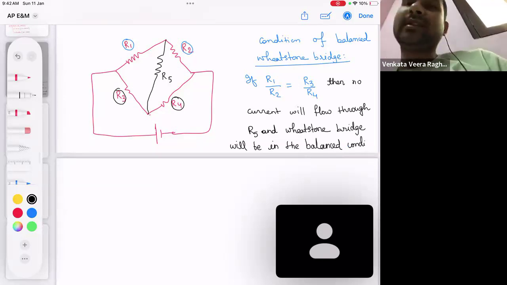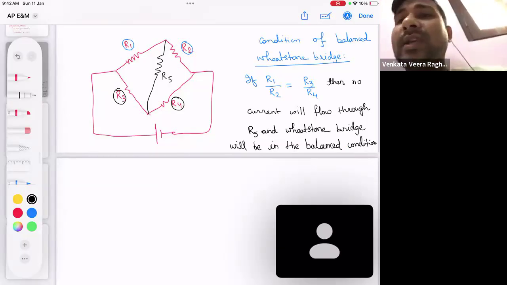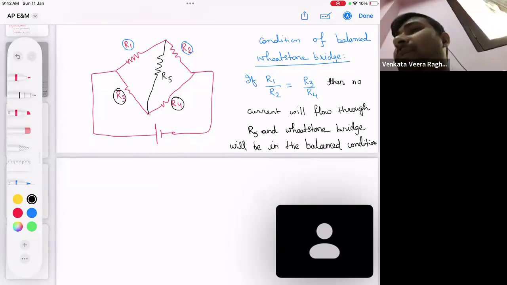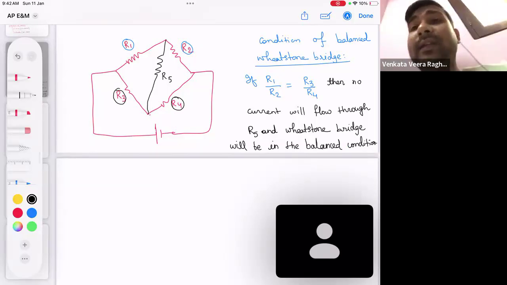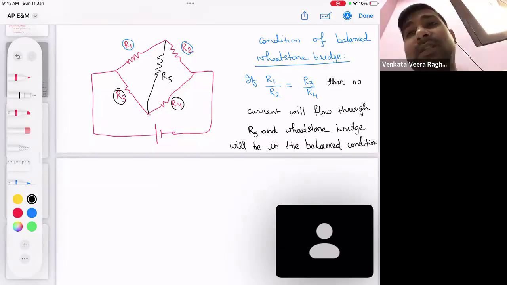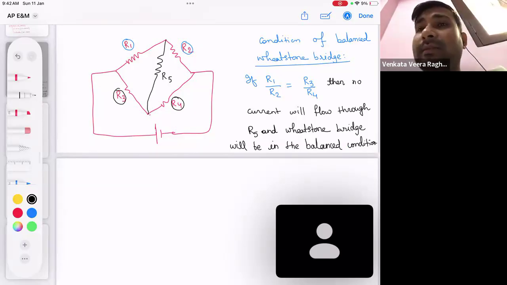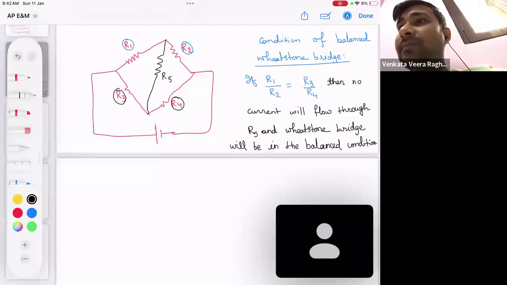Now this condition, we use it in many experiments, right? One of the experiments is called the meter bridge experiment, where we use the condition of the balanced Wheatstone bridge. So we use this balanced Wheatstone bridge condition in the meter bridge experiment.